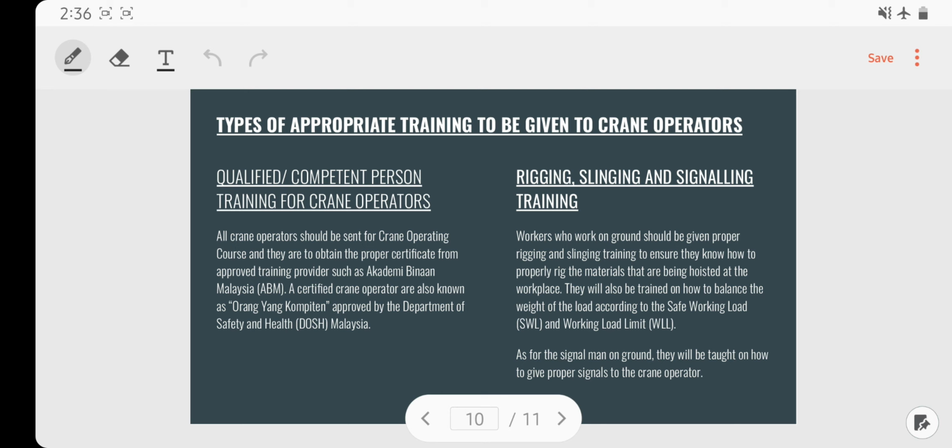The signalmen on the ground have to attend a certain training as well, but they don't have to acquire any license. It's enough for them to undergo the training. This training will teach them how to give hand signals and how to properly communicate with the crane operator, as they will be quite far from the crane operator. They have to know how to give proper signals to the crane operator to avoid any accidents.